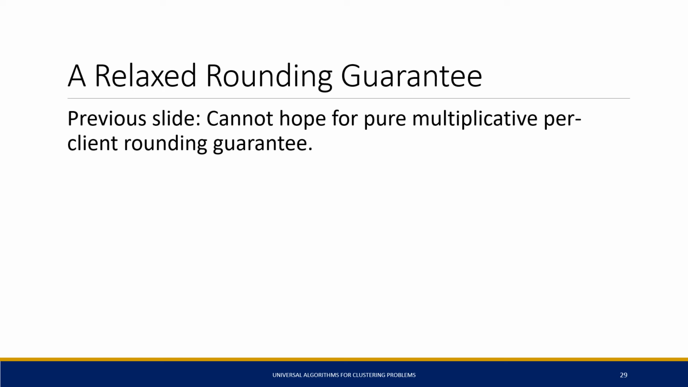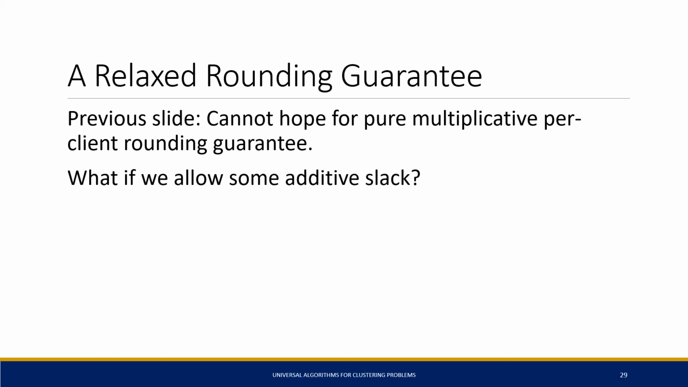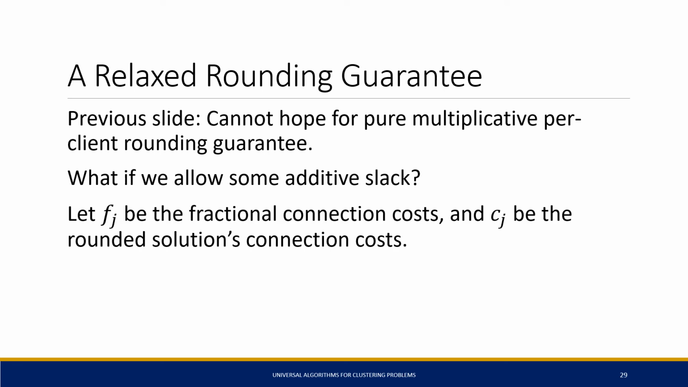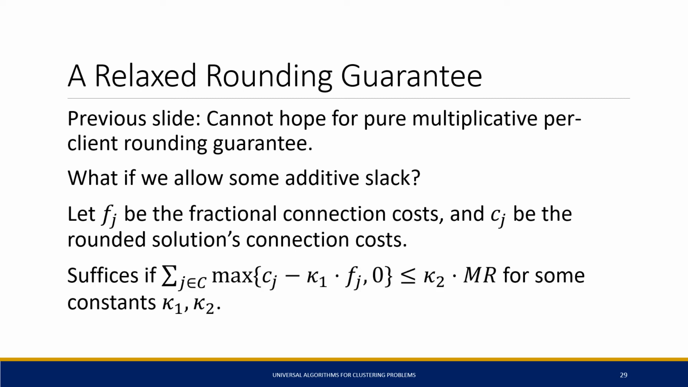So what the example in the previous slide demonstrates is that we can't hope for some pure multiplicative per client rounding guarantee. So the natural next question to ask is, is it possible to get some multiplicative rounding guarantee with some additive slack? It turns out this is possible, and let me describe the form of the guarantee we'll aim for. Let Fj be the fractional connection costs for client j, and let Cj be the rounded solution's connection costs. It suffices if the sum over all the clients of the maximum of the difference between Cj and some constant times Fj, or 0, is at most some constant times MR.